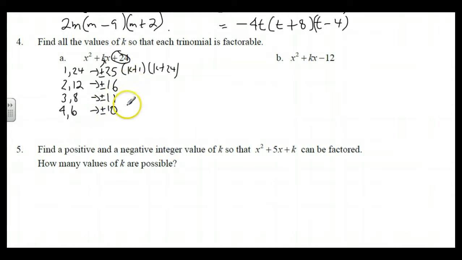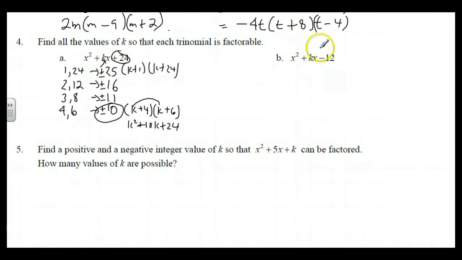So to give an example, what if I had k minus 4, k minus 6? So k squared minus 6k minus 4k is minus 10k plus 24. You see how we get a plus 24 out of two negatives? Or if these were both positive, that would be plus 24. This would be plus 10k, hence the plus or minus 10. So those are all of the values of k that will make this trinomial factorable.